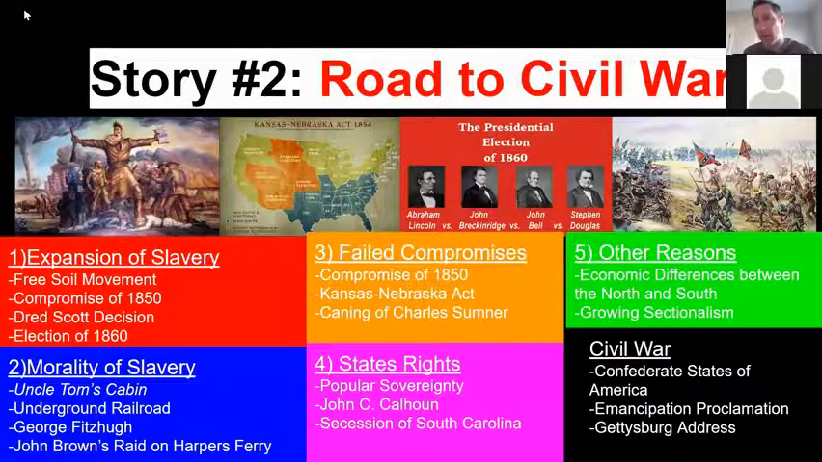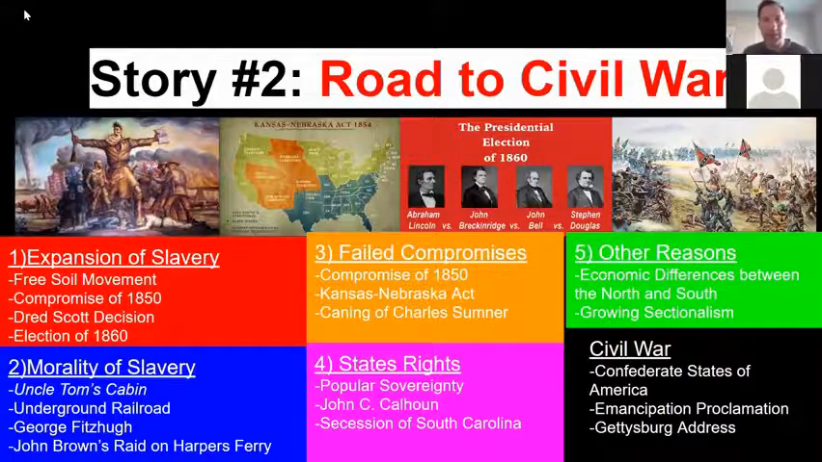Another major cause of the Civil War is debates over the morality of slavery. If you go back to the Second Great Awakening, the Second Great Awakening is important because it kind of changed the way that people viewed slavery. Slavery went from being an economic argument to a moral argument. Is slavery a sin? And we start to see these debates over the morality of slavery intensifying in the 1840s and 1850s.